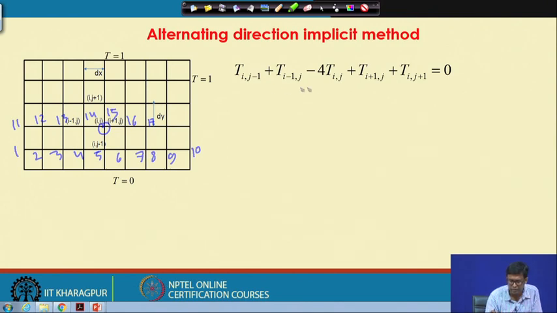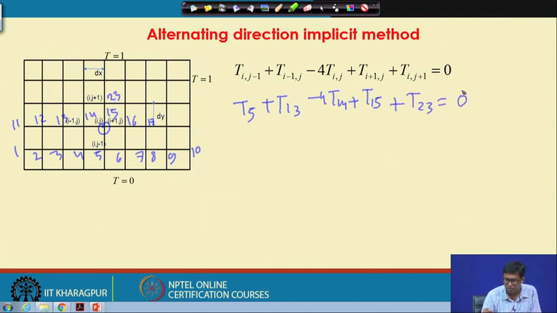we will get T 5 minus 4 T 14 plus T 15 plus T 13 plus T 23 is equal to 0, where this is 5 and this is 14. So, therefore, we can get a matrix equation with 1, 1, minus 4, 1, 1, five non-zero bands.